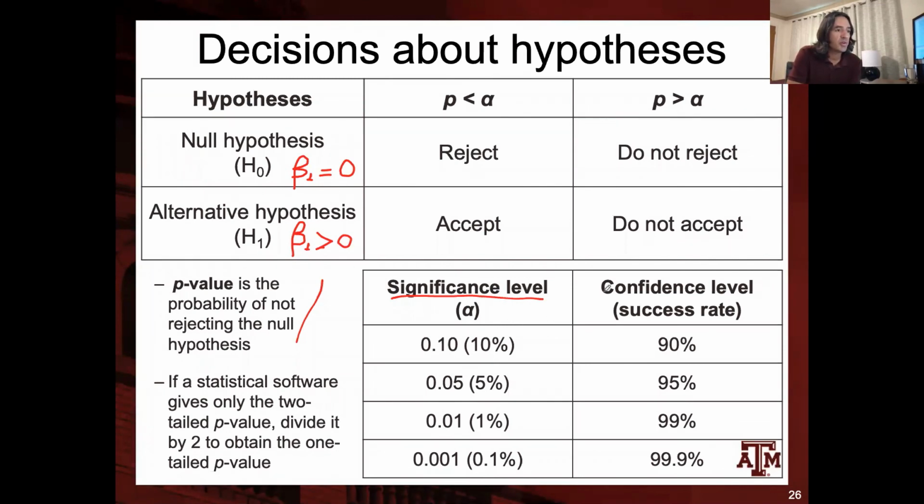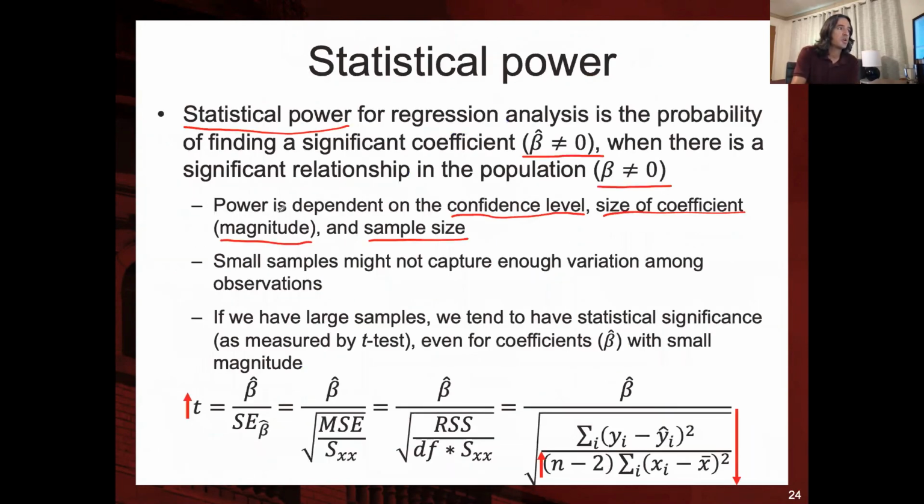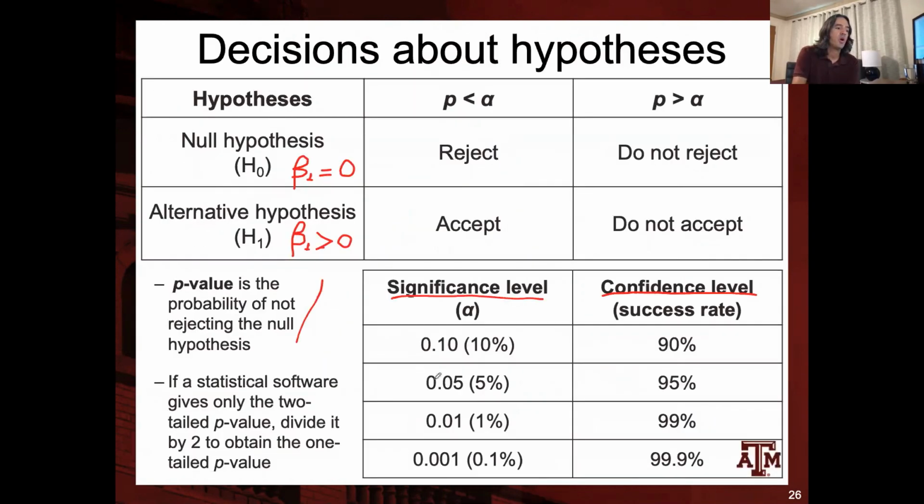And the significance level here is related exactly to my confidence level, to my success rate, right? The one is the complement of the other. And that's what we talked about before, that the statistical power depends on confidence level, the magnitude, and the sample size. The confidence level also affects our test of statistical significance, because we're going to be comparing the p with the alpha. And alpha is exactly the complement of my confidence level. Okay?